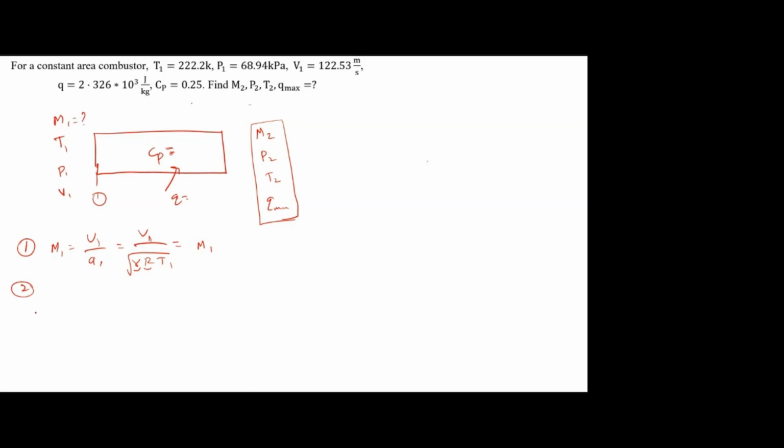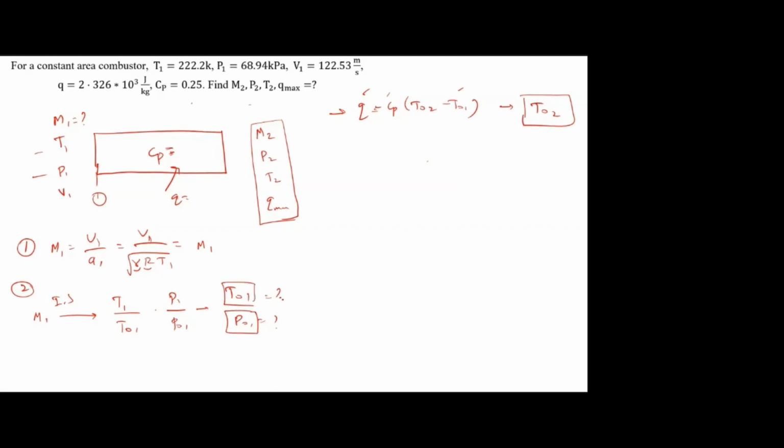For M1, we will go to the isentropic table and find T1 by T01 and P1 by P01. Since you know T1 and P1, you can then find T01 and P01. Then Q is given, Cp is given, and T01 is known, so we can find T02. Using the Q formula with Cp and T01, everything is given, so you can find T02. So we found T01, P01, T02.